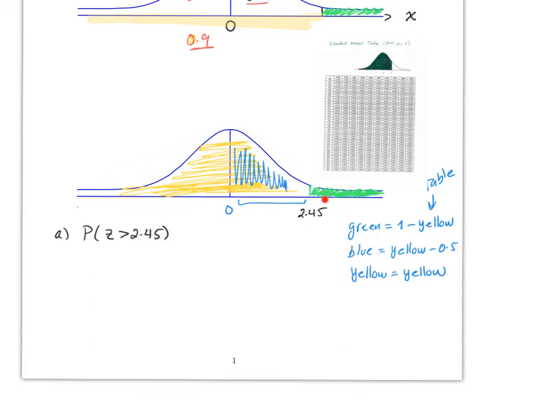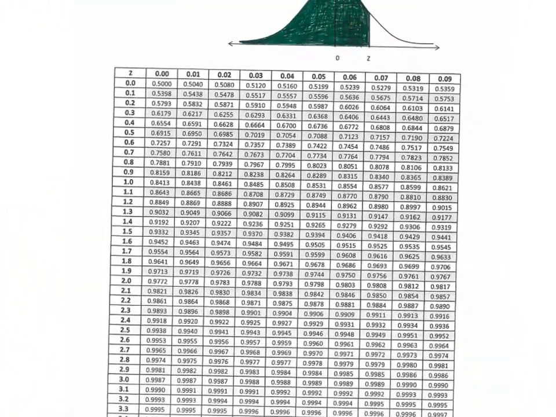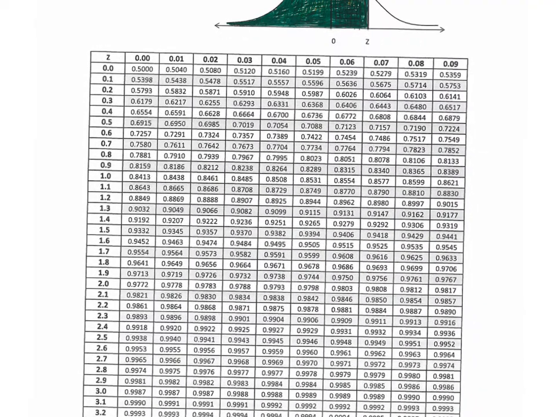But you already know you want the green. Remember, the green is going to be 1 minus the yellow. So then we look to the table, and you look to 2.45. So 2.4 is here, and then you move all the way until you get to 5, and it's going to be this value right here, which is 99.29.